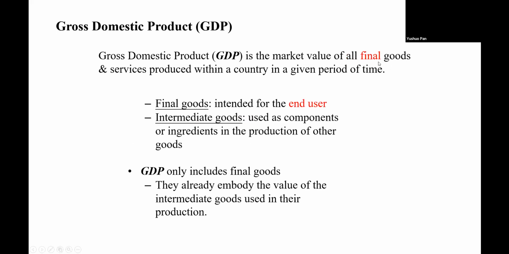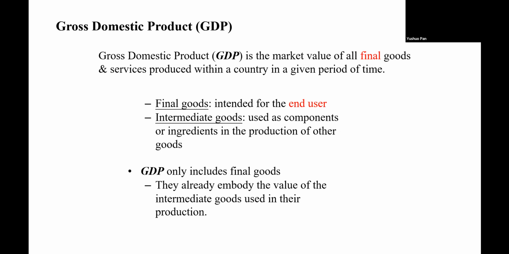The next important word is the final goods. Final goods means intended for the end user. It should be the end user. For example, like I'm a farmer for the orange. I can sell my orange to the consumers. They just want to eat the orange. But there is another type of consumers. They are the orange juice companies. They buy the orange not for eating. They buy that for the intermediate goods, right? They want to use orange to produce their final product, which is the orange juice.